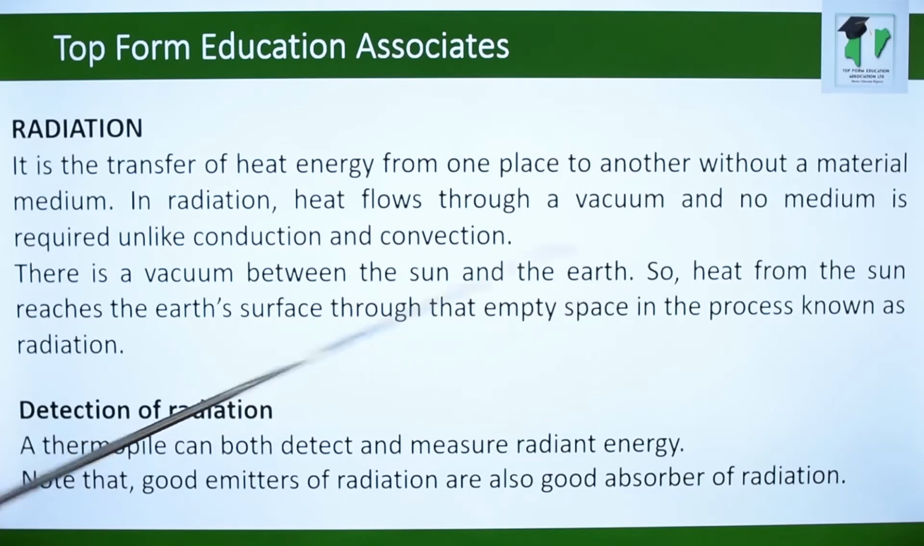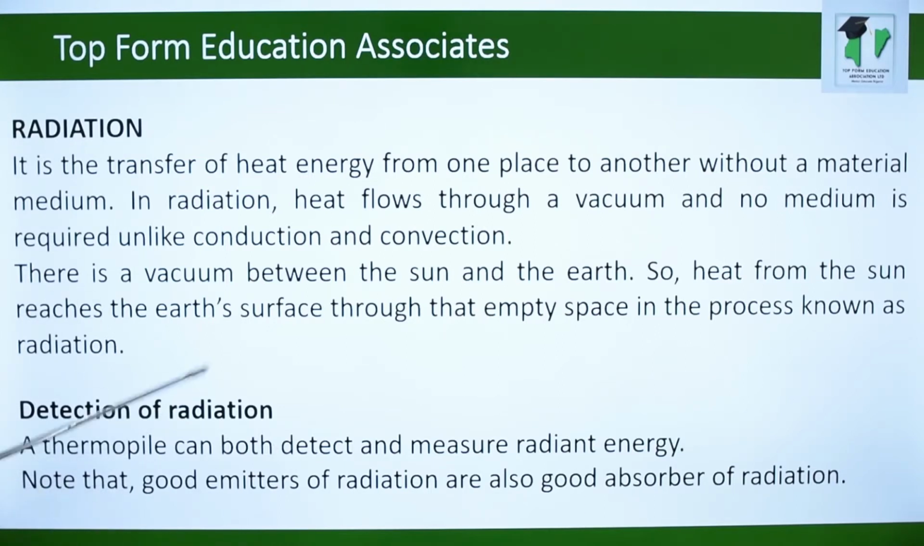So heat from the sun reaches the Earth's surface through that empty space in the process known as radiation. So we'll have it that the heat from the sun gets to us here on the planet Earth through the process known as what? Radiation. So no material medium is required. In a vacuum, we get the radiation from the sun.